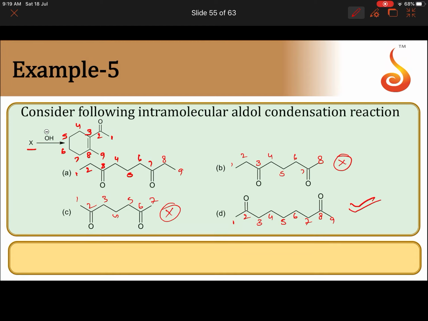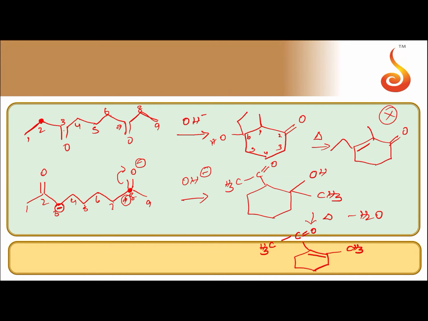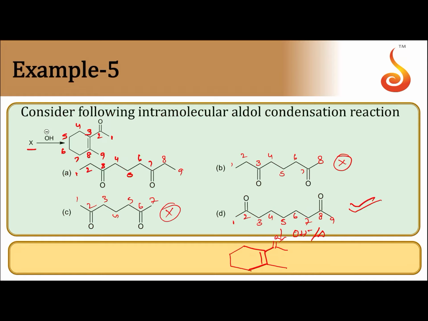So what is your answer here? It is option D. Option D, what will it give on treatment with OH minus followed by heating? I'll get this product. Okay, so option D should be your answer.